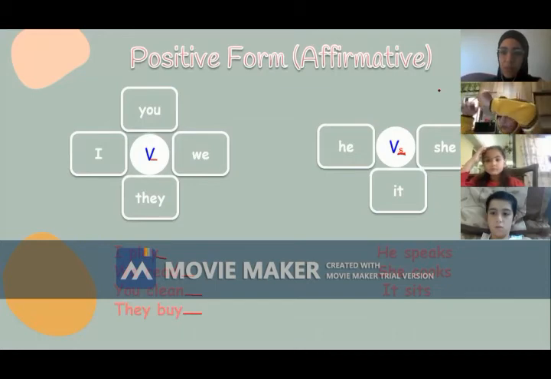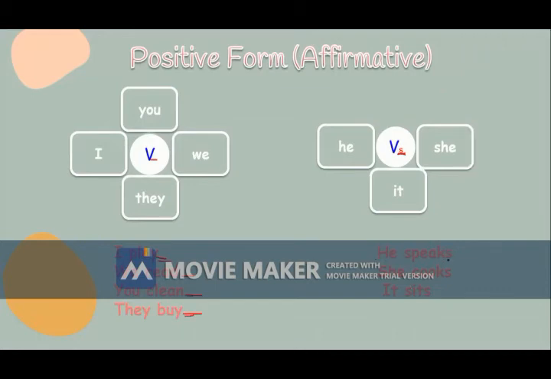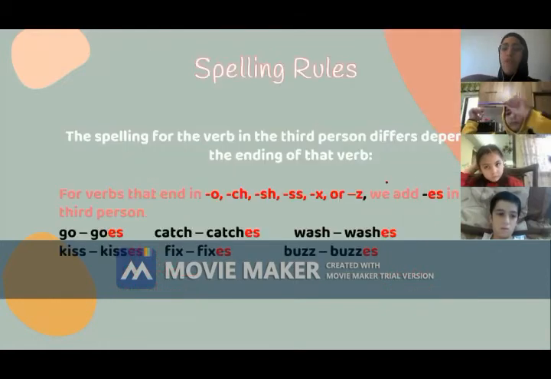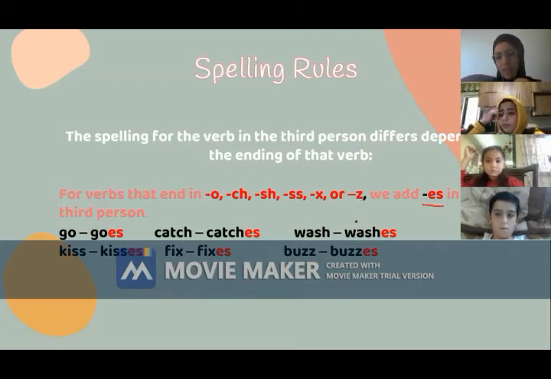But if you notice here, he speaks, I added s. She cooks, I added s. It sits, I added an s. So you see, when I have a singular subject, I have to add s to the verb. But do all verbs take only s? No. Let's see. If the verb ends with O, CH, SH, SS, X, or Z, we must add ES. Okay? Like go, goes, kiss, kisses, catch, catches, fix, fixes, wash, washes, buzz, buzzes.